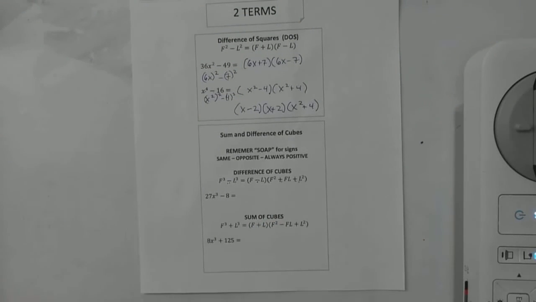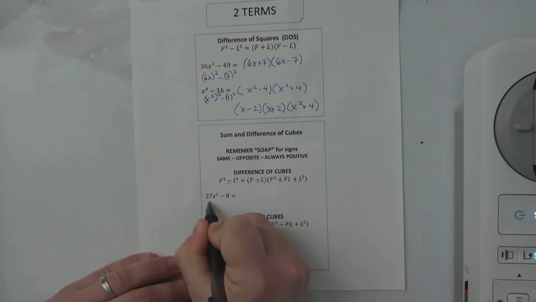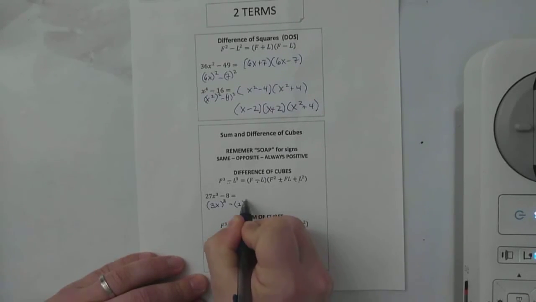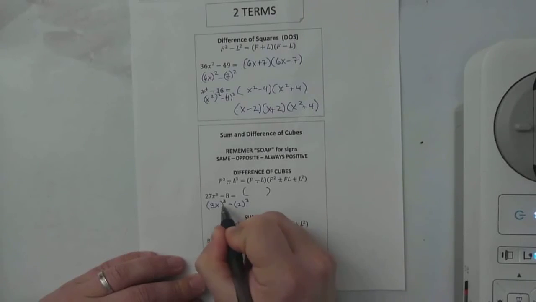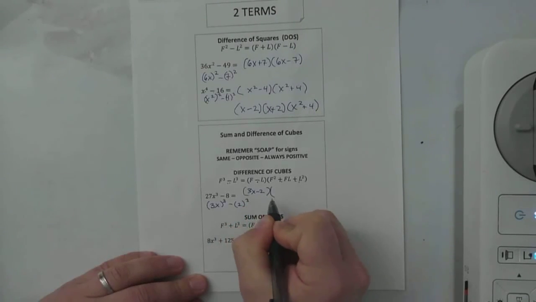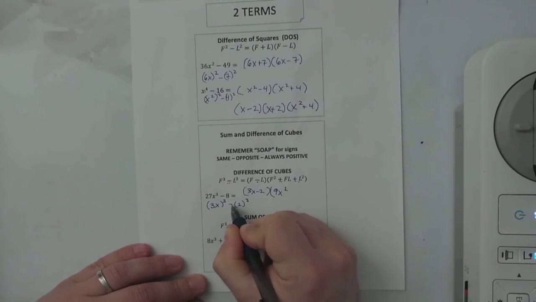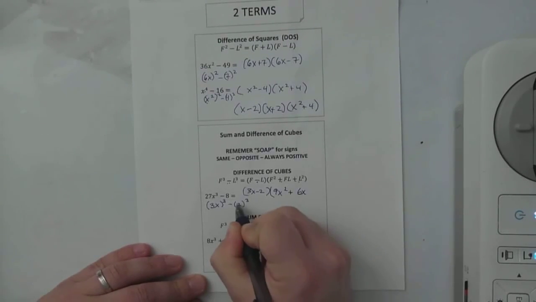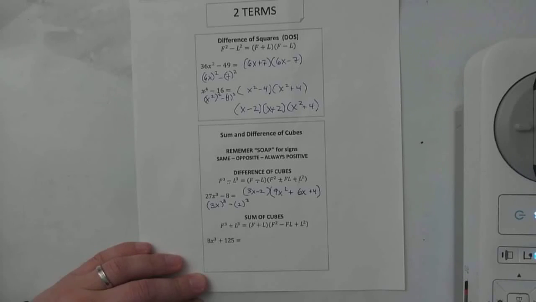So when we look at 27x cubed minus 8, I first need to figure out, well, what did I cube to get 27x cubed? That would be 3x. What did I cube to get 8? That would be 2. So I'm just going to follow this pattern. My first binomial would be 3x minus 2. Now I'm going to square it. Opposite sign, so this is a minus, opposite is plus. I'm going to multiply these two together, and now I'm going to square, which is always positive. Again, it's just a pattern that we have to know. So same, opposite, always positive.